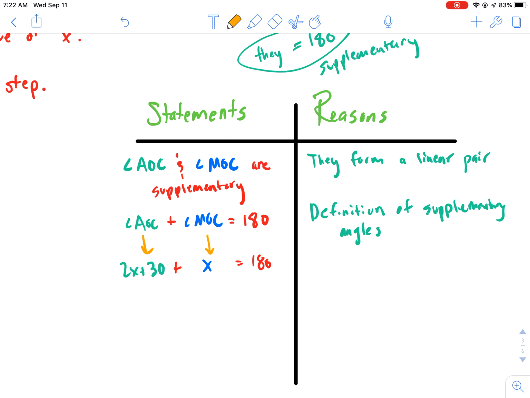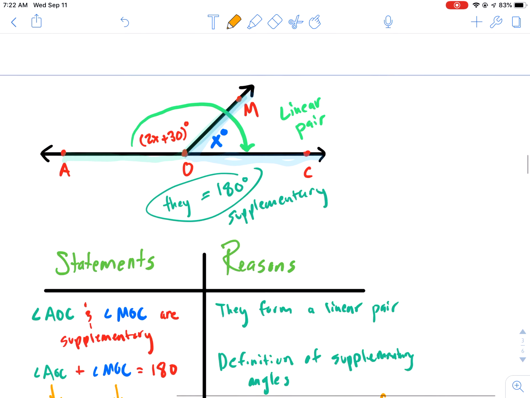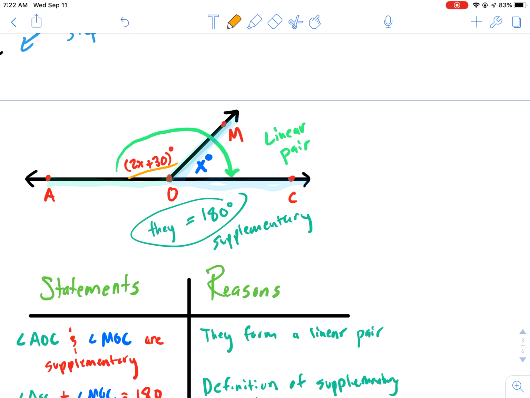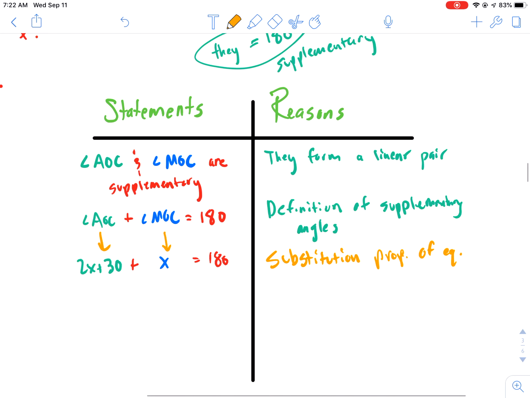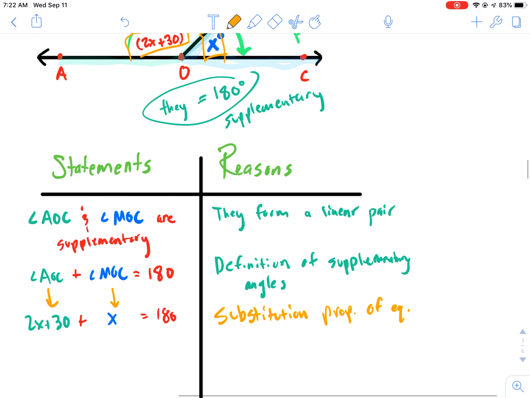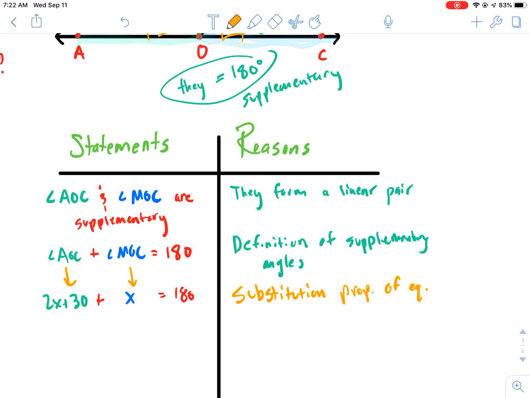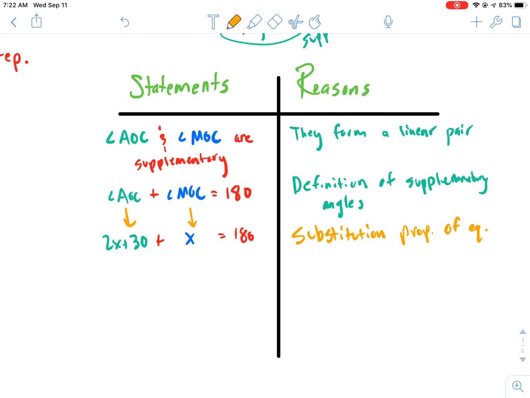What we did is we used the substitution property of equality. We substituted the values. We knew that these values here could be substituted in for their angle. Again, we want specifics, so we want to make it more and more specific. We started out general and then we made it more specific.